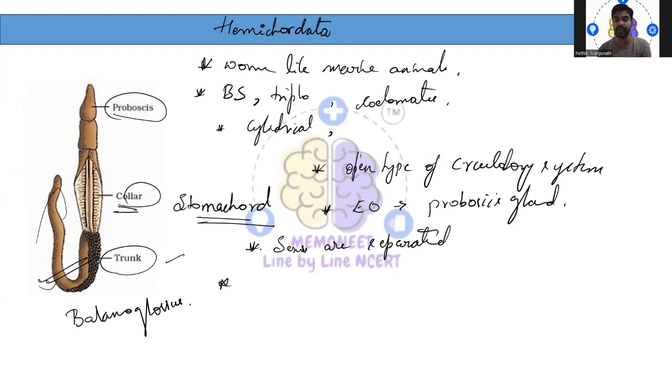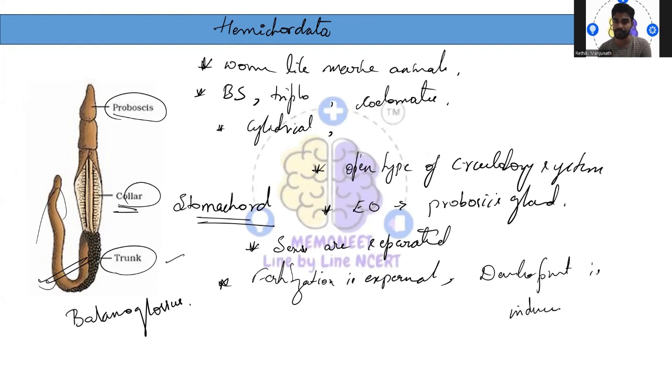Sexes are separated, and fertilization is external. And coming to development, it is indirect. So development is actually indirect. So these are the examples of phylum Hemichordata.